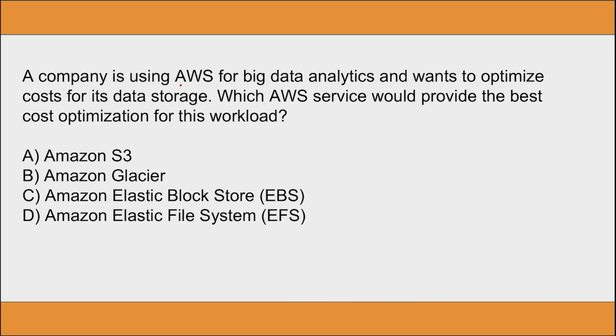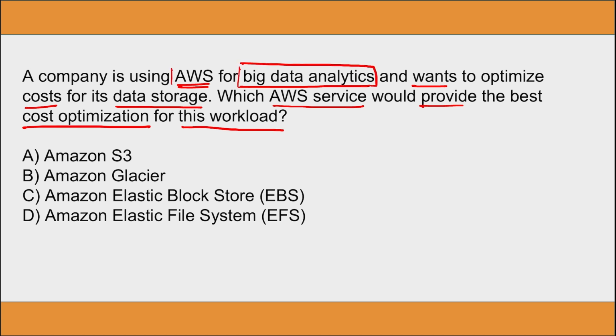Next, a company is using AWS for big data analytics and wants to optimize the cost for its data storage. Which AWS service would provide the best cost optimization for this workload? So as I was saying, we are talking about big data analytics and they want to optimize their cost. Also, the AWS service used for cost optimization here will be best. Correct? So we can say the right option here is Amazon Glacier.